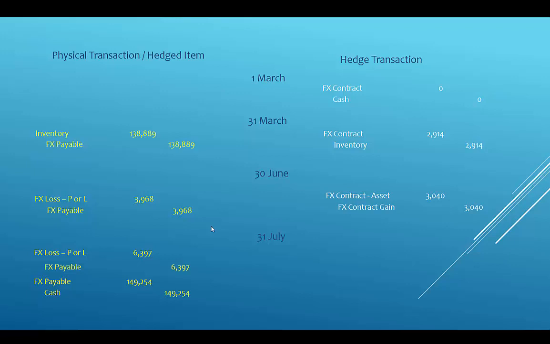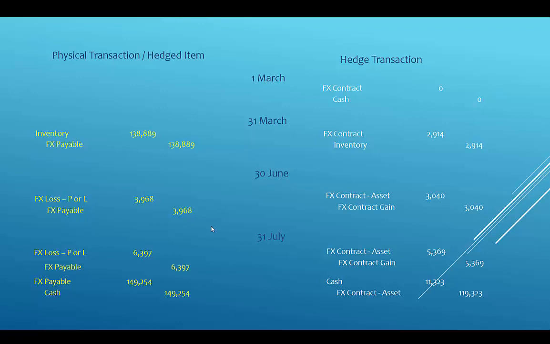And you can see by setting it up this way that the gain on the hedge transaction is to some extent offsetting the loss on the physical transaction. I'll explain why the numbers are slightly different before, notwithstanding the fact that it is a perfect hedge. On the 31st of July, we'd adjust our forward exchange contract, and we'd recognise a gain, and we'd settle the forward exchange contract, credit forward exchange contract, credit cash.